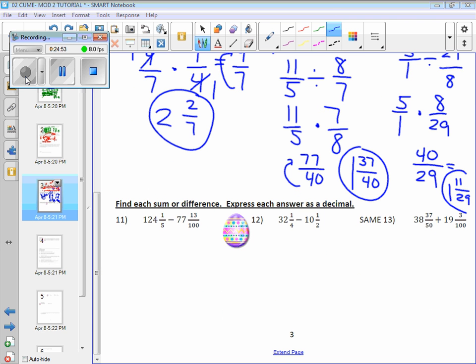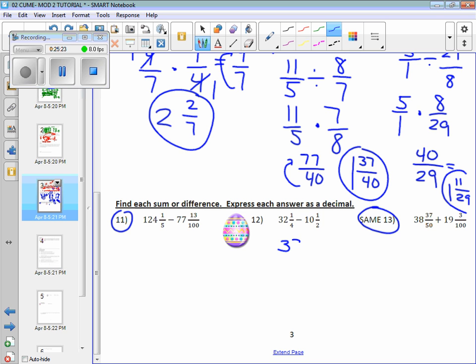Going to skip number 11 and go to number 12, which is another Easter egg. 2 in a row. Don't get used to it though. 32 1/4 minus 10 1/2, exactly as it appears on your take-home sheet. And you're going to get a freebie. Once I do number 12, 11 and 13 on your sheet will follow pretty much the same pattern. The first thing we're going to do is change our fractions to decimals.